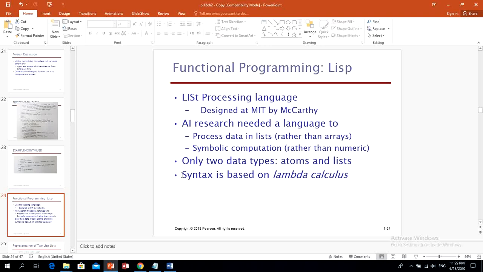Lambda calculus is a formal system in mathematical logic for expressing computations. It is based on function abstraction and application, using what we call variable binding and substitution. So it is a universal model for computation that can be used to simulate any machine. It's called lambda calculus.